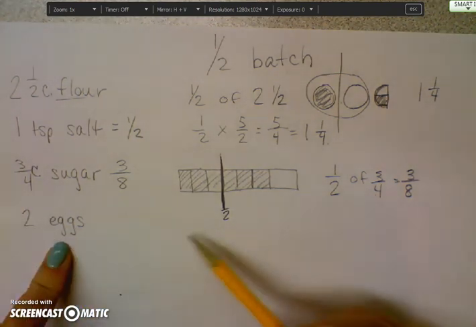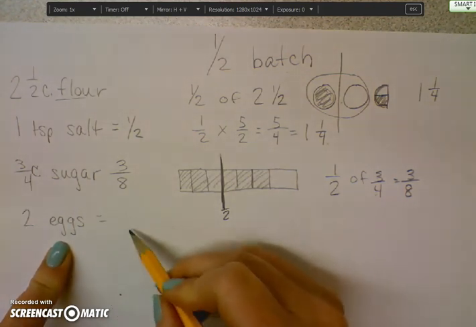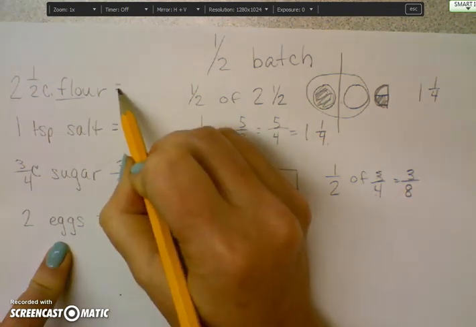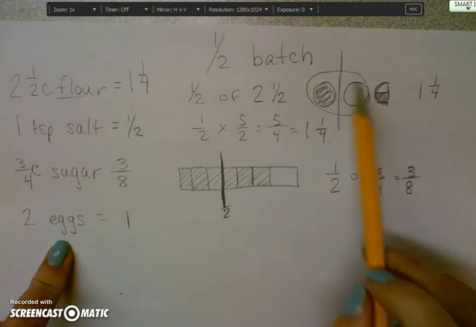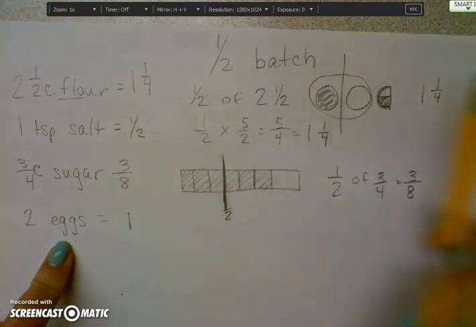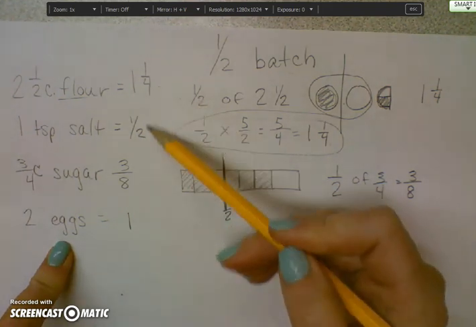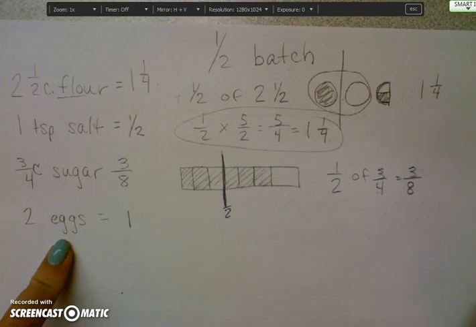2 eggs, obviously we're going to cut that in half. Instead of 2 eggs, I would need just 1 egg. And my flour is 1 1/4. So whether you thought about it using common sense models, or if you used the algorithm, either way, these are the correct answers for the first few ingredients in your chocolate chip cookie recipe.